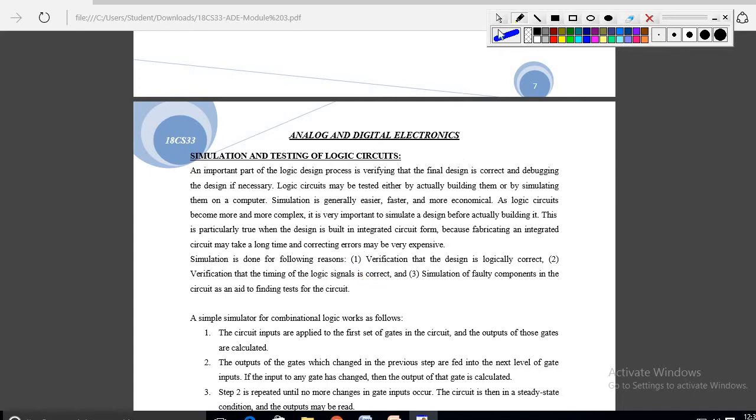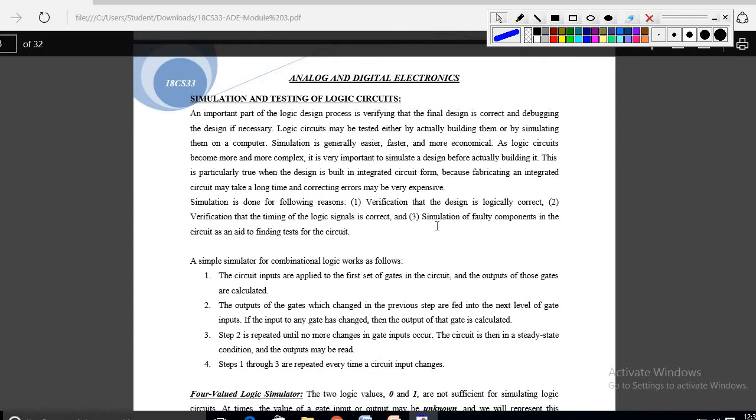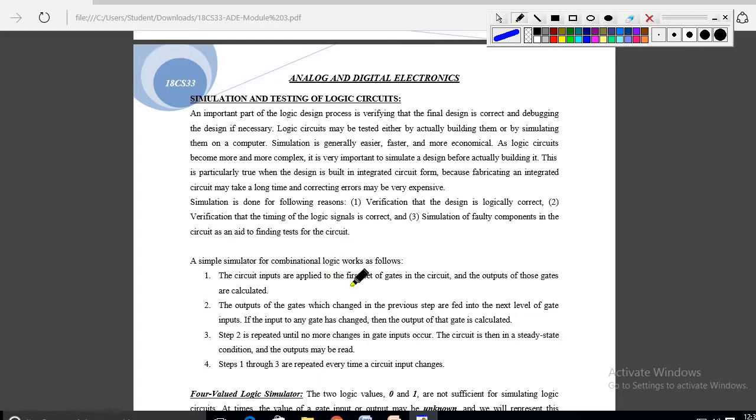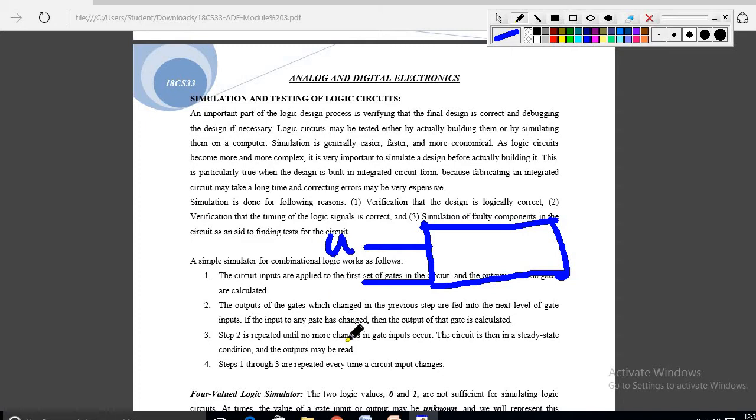Okay. Next, what is the simple simulator for the combinational logic circuit? As follows. The circuit inputs are applied to the first set of gates in the circuit, and the outputs of those gates are calculated. If I am using an AND gate, I give inputs A and B, some combination like 1 0, 0 0, 0 1, and I check the corresponding output for that combination at the output side. This is the way I test the logic circuit. It is a simple AND gate.